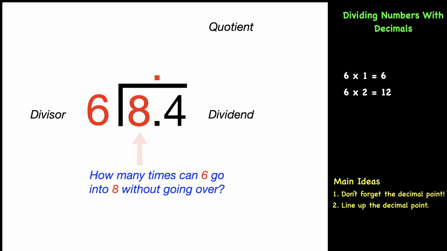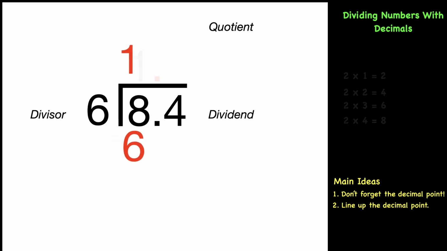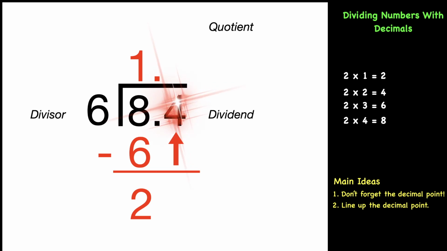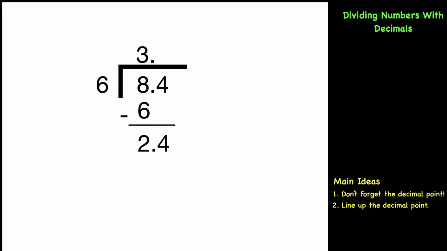On the right, we'll put up some multiplication facts, and we can see that 6 times 1 equals 6 is the best we can do without going over. We'll use the 1 and the 6. The 1 goes on the top in the ones place value, and the 6 goes underneath the 8. Let's subtract. 8 minus 6 is 2. And then we're going to bring down that 4. Okay, kind of change that a little bit.